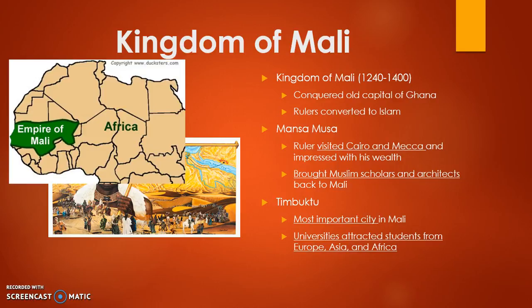He visited Cairo and Mecca often, and when he did, he went over with caravans of gold and big parades and animals and lots of his slaves and servants, and he impressed the people of Cairo and Mecca with his vast wealth. He brought back with him Muslim scholars and architects to help contribute to the development of his civilization.